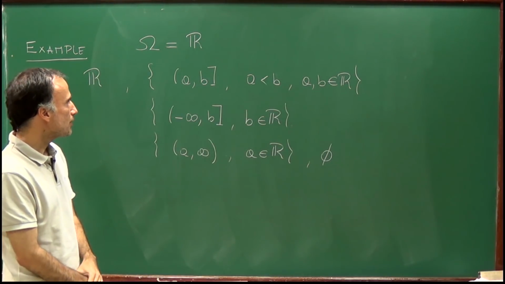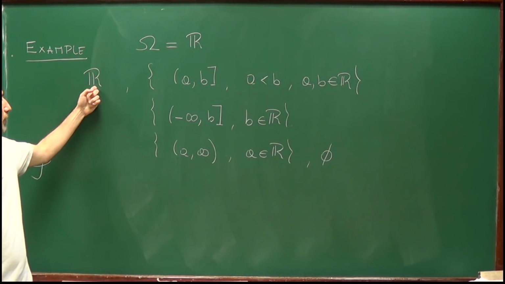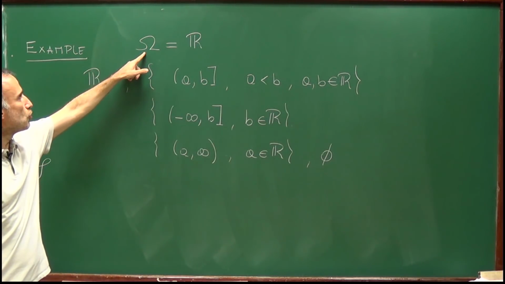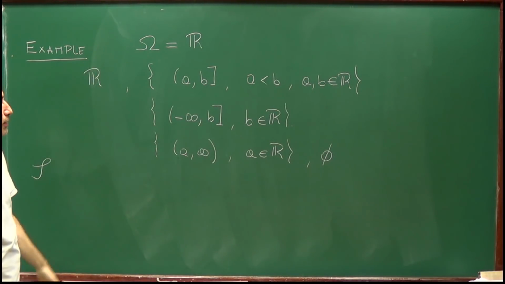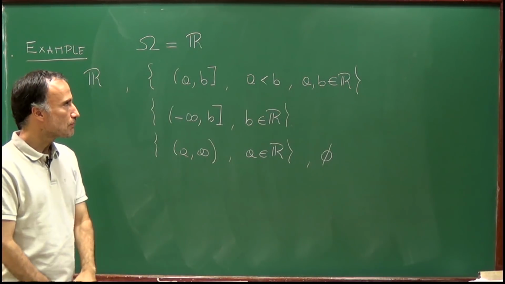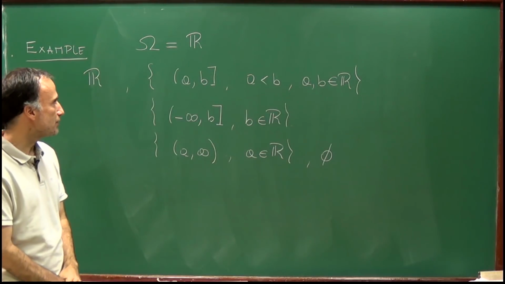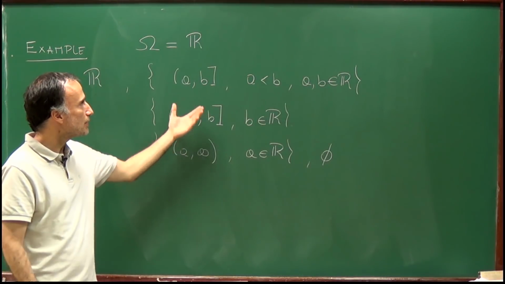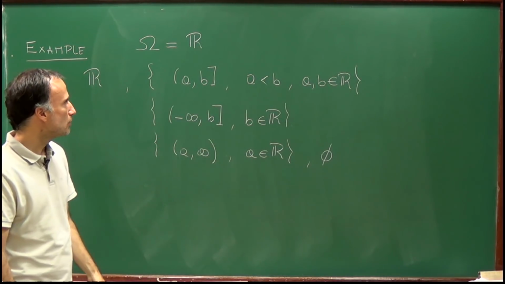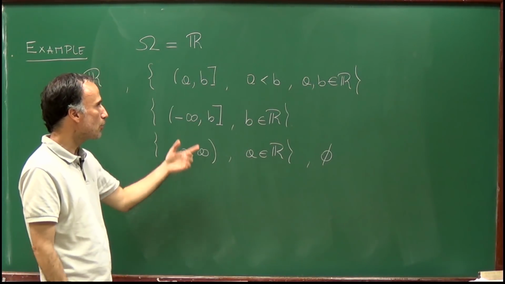This is very easy to check. So we need to check that the three properties of a semi-algebra hold. Well, the first one is that the set omega, which is here R, belongs to the family, but we included R. Then we need to show that this class of sets is closed under intersection, and it's easy to check that if you take any two subsets in this class, the intersection will also belong to the class.